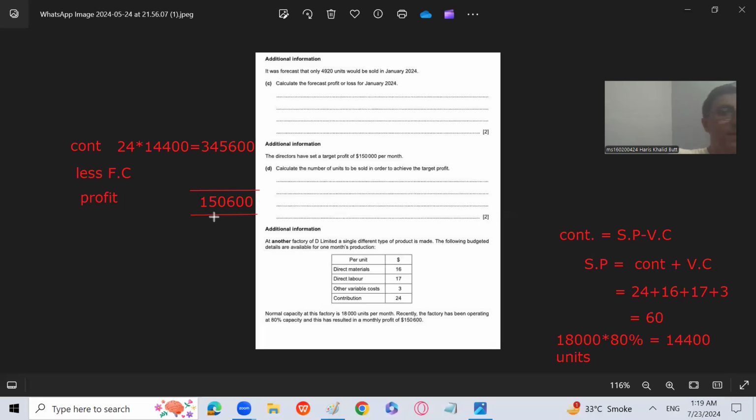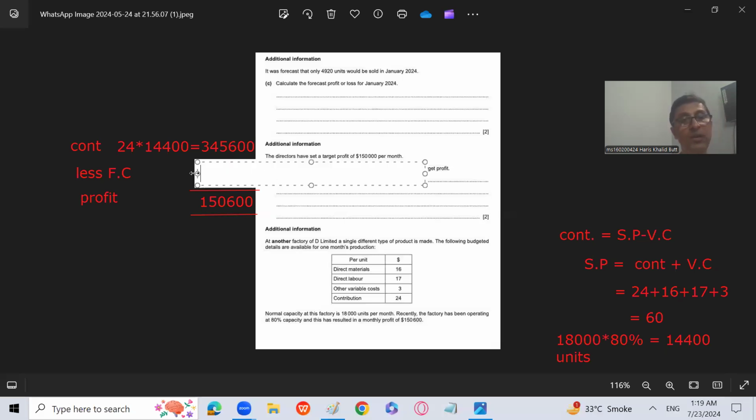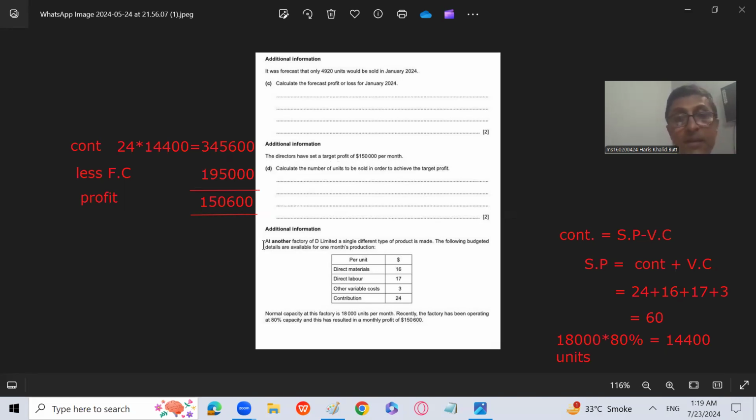That's not a big deal because the difference between the contribution and profit is the fixed cost. So contribution minus fixed cost is going to be the profit, or you may say the gap of the two is going to be the fixed cost. So 345,600 minus 150,600, 195,000 is going to be your fixed cost. So we have found the fixed cost as per this question.